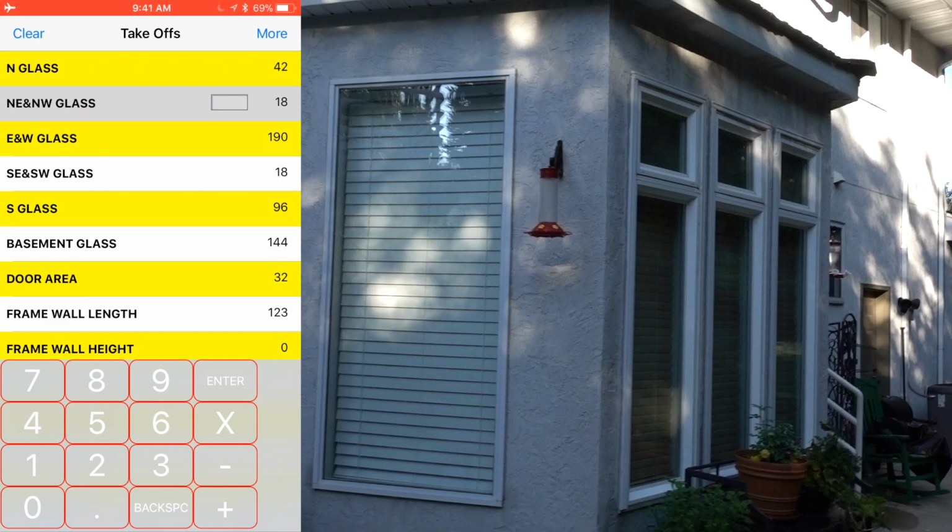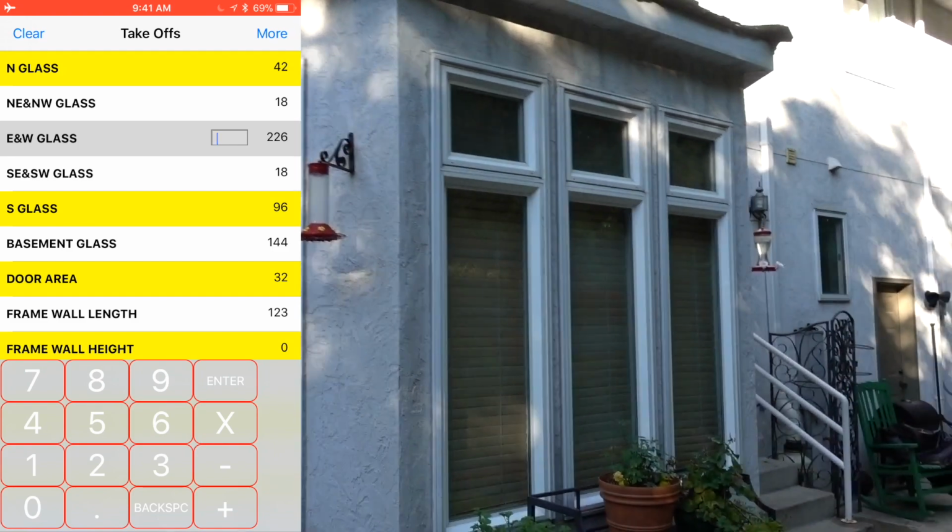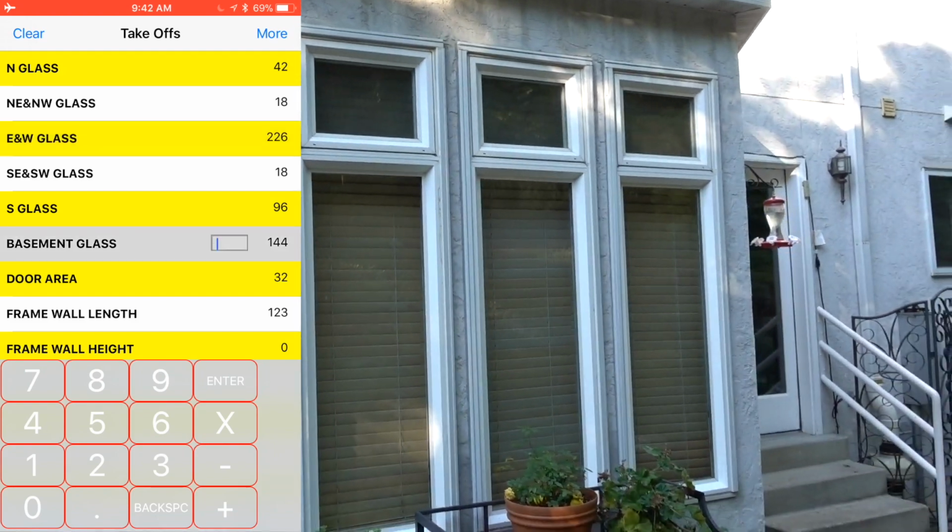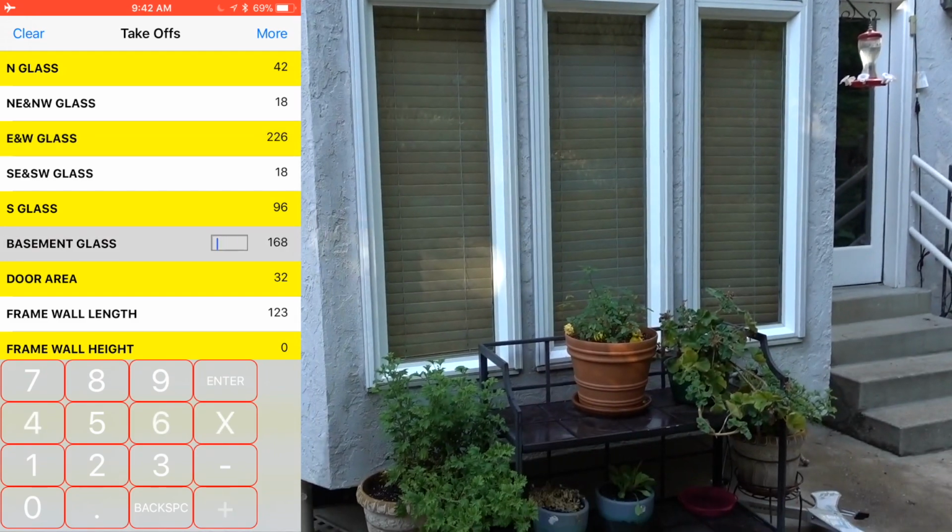And then we have 3 identical windows here. And they're going to be 2 foot by 6 foot. 2 times 6 times 3 of them. And then there's a window. It's also a 4 by 6. Looks like they're all going to be 4 by 6. 4 times 6 plus.